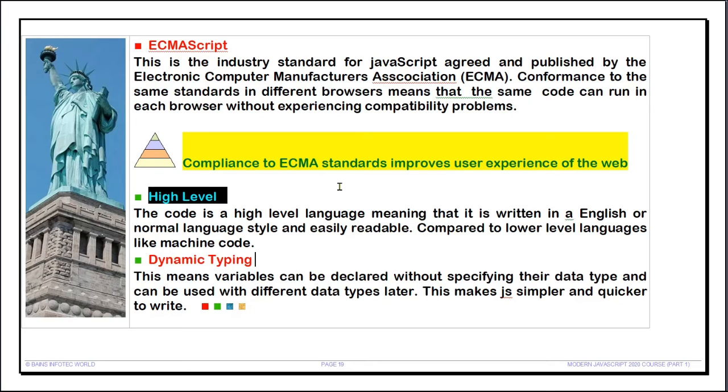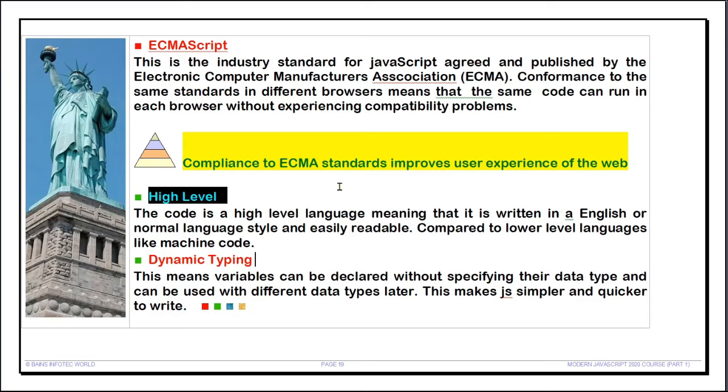So high-level languages like JavaScript are easy for human beings to write and understand. The code is a high-level language, meaning that it's written in English or normal language style and easily readable. So it's written in English or whichever language, whichever country you are in, your particular language that you're using. Compared to lower-level languages like machine code, it's much more powerful and easy to understand.